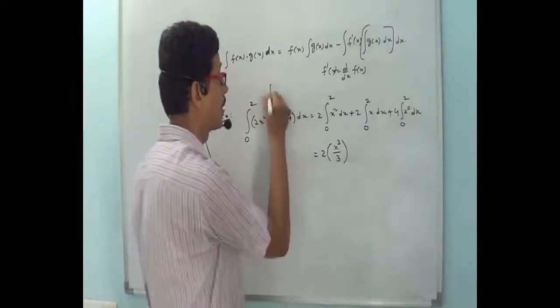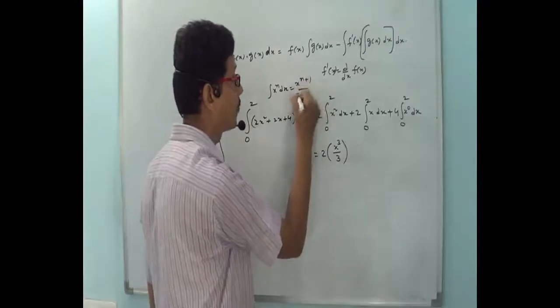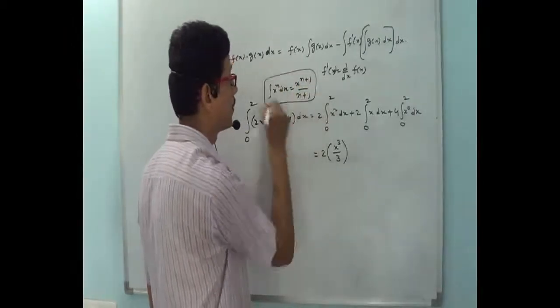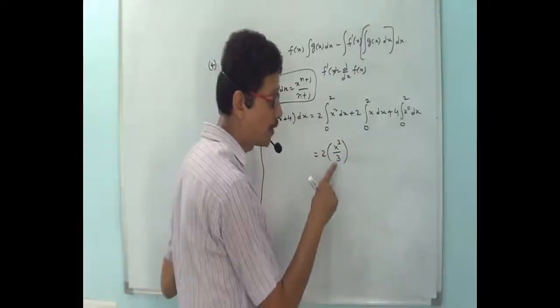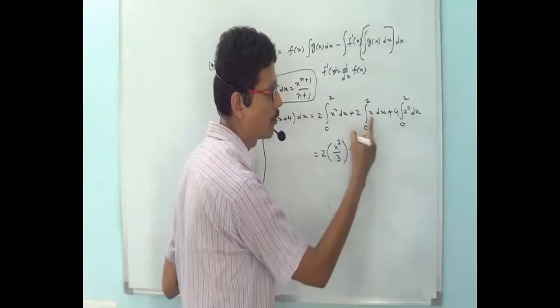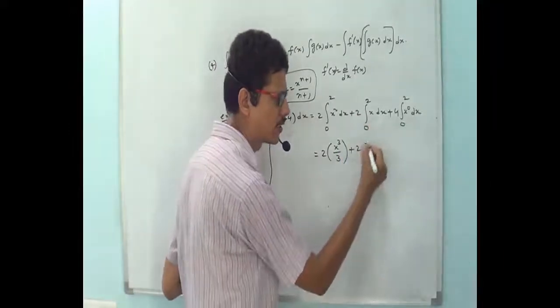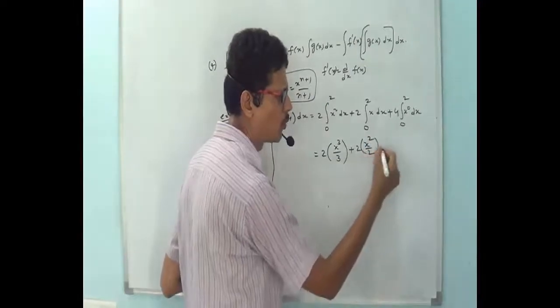What is the integral of x^n dx? It is x^(n+1) by (n+1), right? Is this correct? Okay, and x^(2+1) by (2+1). Next, the 2 is already taken out. So what is the integral of x dx? x^(1+1) by (1+1), that is x^2 by 2.